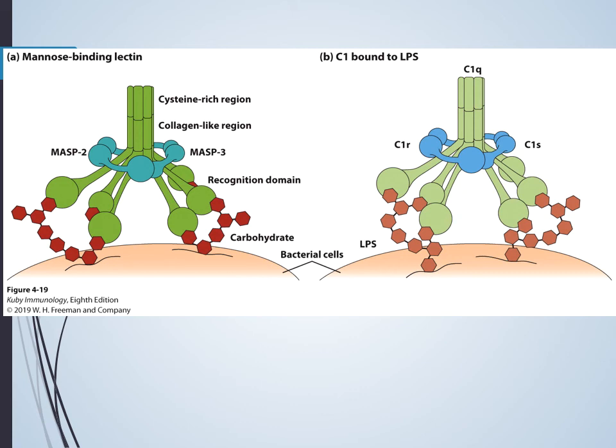So this is just looking at the mannose binding lectin receptor, and then we also have this C1 complement protein 1 binding to LPS. So we can get this recognition. So these can be these receptors that allow for the recognition to cause phagocytosis. And we'll talk more about the binding that's occurring when we talk about complement. So I put this in to kind of foreshadow.